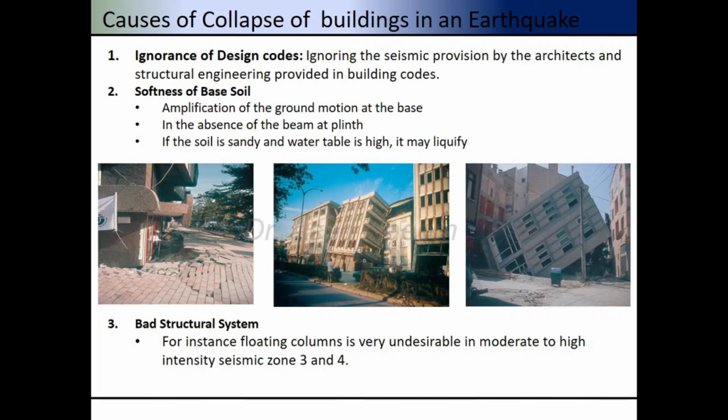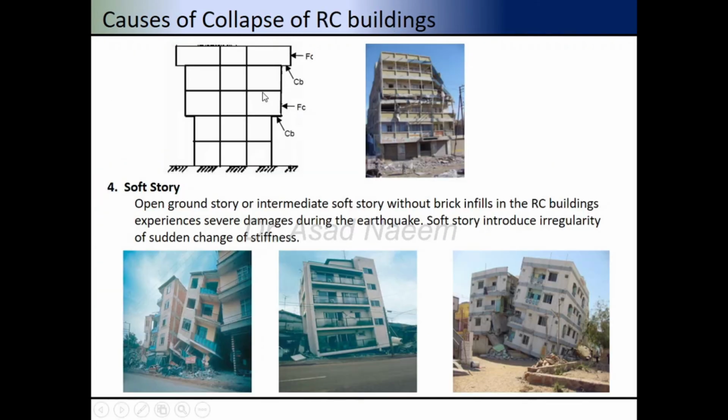Number three, bad structural system. For instance, floating column is very undesirable in moderate to high seismic intensity zones like 3 or 4. This is an example of a floating column. Due to huge lateral loads and eccentricities in the floating column, they can simply collapse.